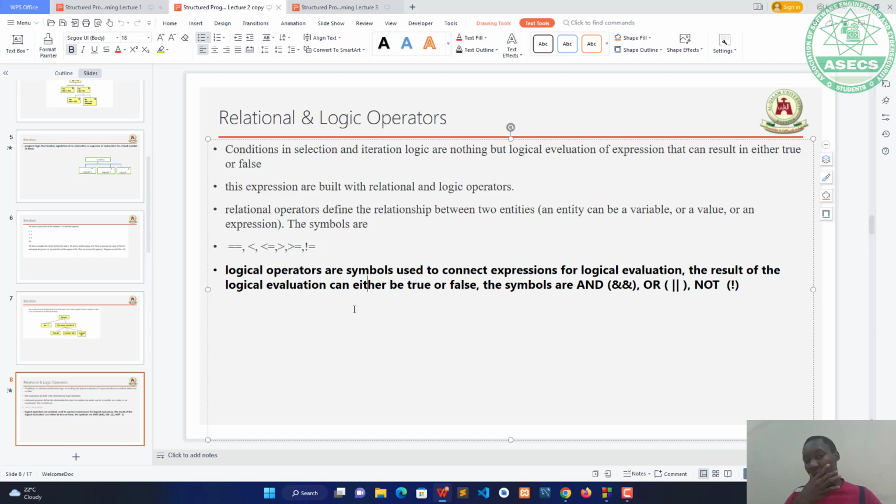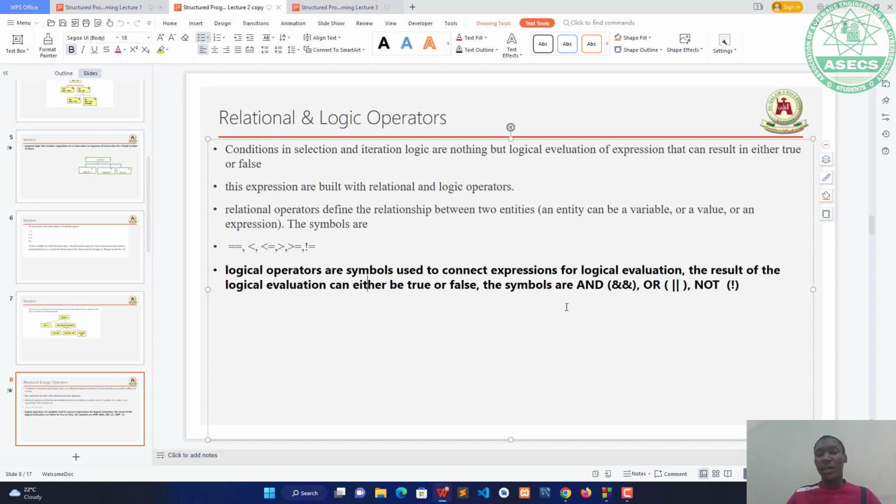So logical operators are symbols used to connect expressions. Ana amfani da wajen haɗa expression from this part to this part for logical evaluation. The result of the logical evaluation can either be true or false. Duk wani expression da ake creating, no matter yadda aka yi tuning nashi ko da ya kai nawa ne, an saka AND operator and an haɗa mishi wani abu chain, at the end of the day, it will be either true or false. Then at the end of the day, you will know what to do. Idan true ne ga abin da kake so, idan false ne kuma ga abin da kake so. That's just it.